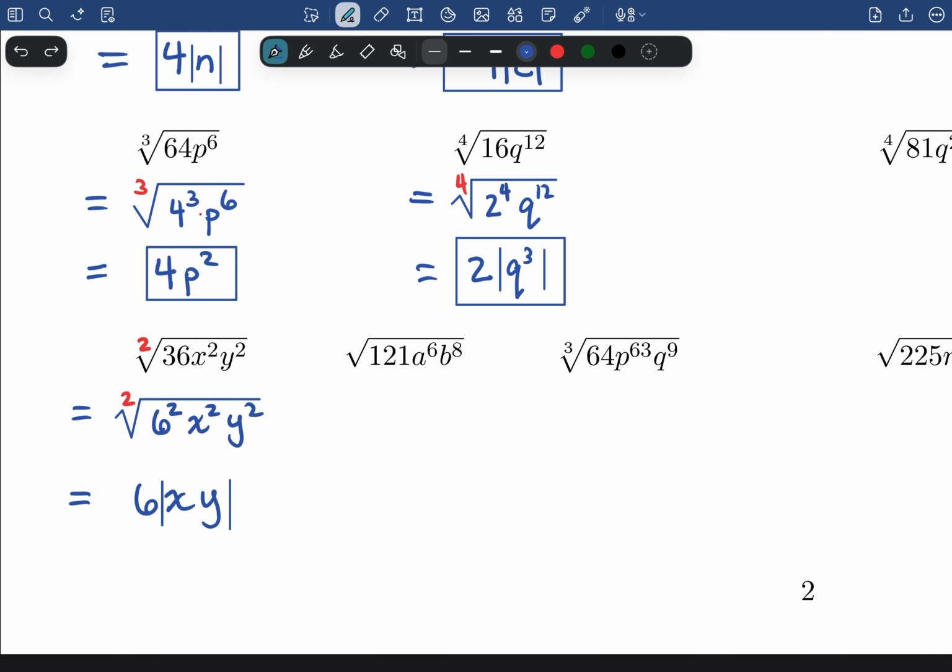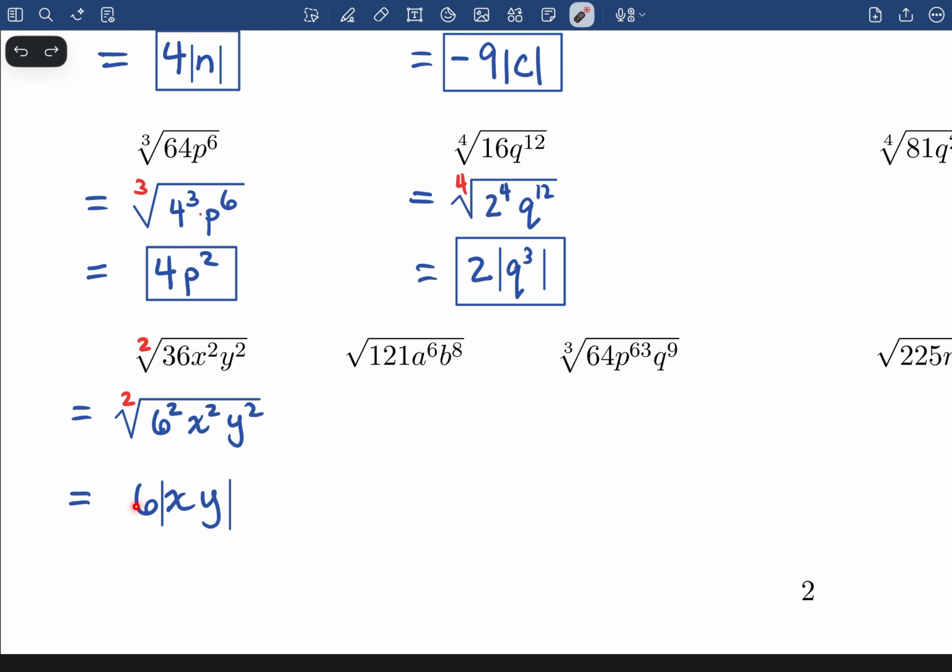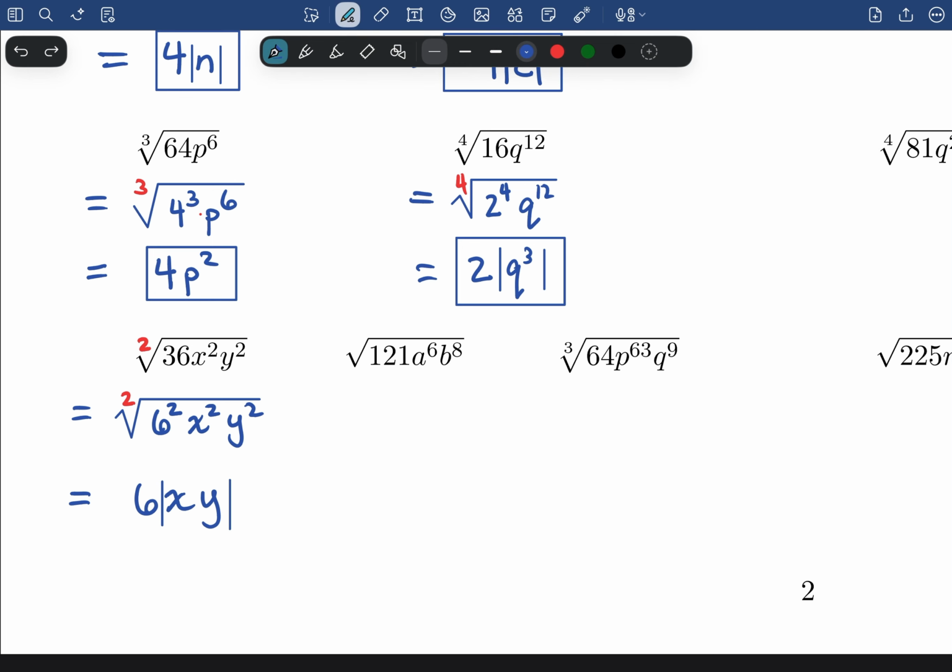So that's my result. Remember that numerical value never goes inside the absolute values. The absolute values are only with the variables because we don't know whether those variables are the negative or positive version. Okay, there's our answer. Let's try another.